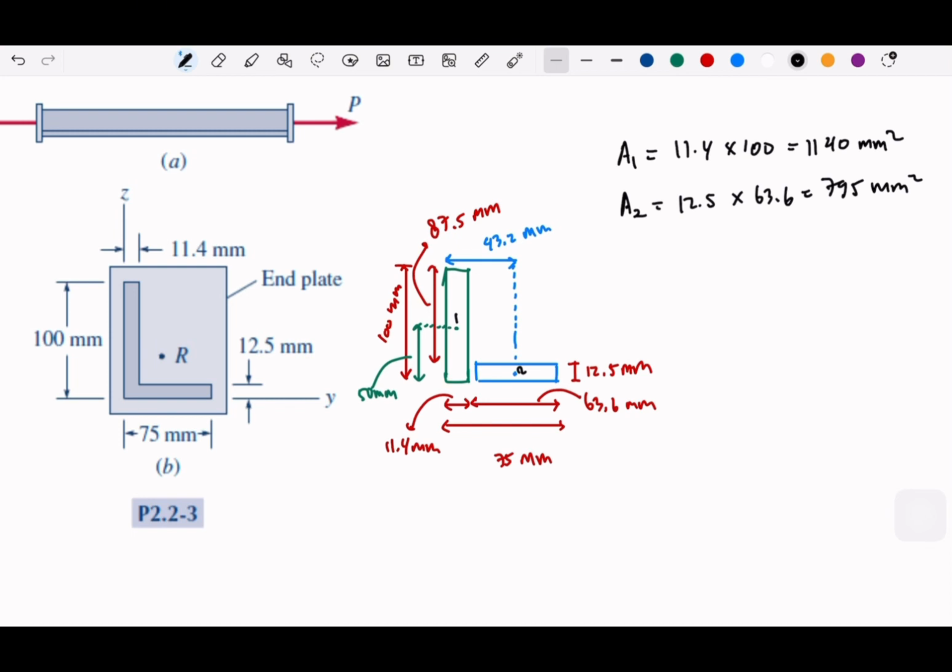So the centroid, if this is centroid 1 and this is centroid 2, our centroid is supposed to be here for the whole argument. So then we are going to add these two and relocate, which is exactly our centroid for the whole mass. Okay. So we can write the total area.